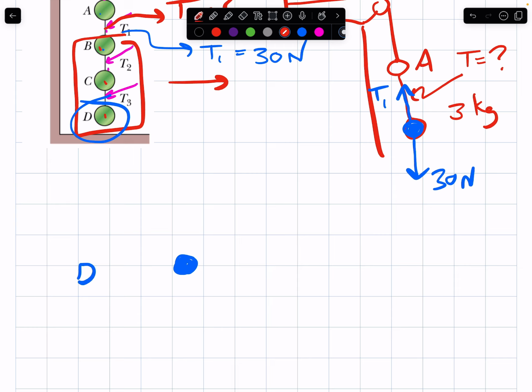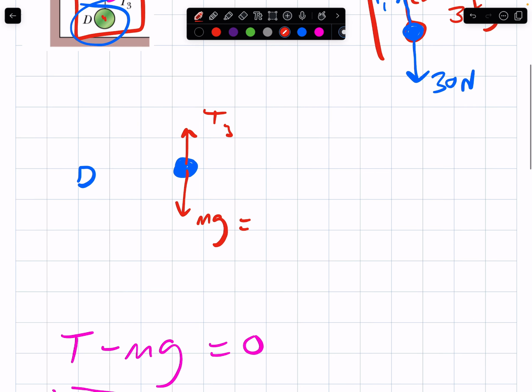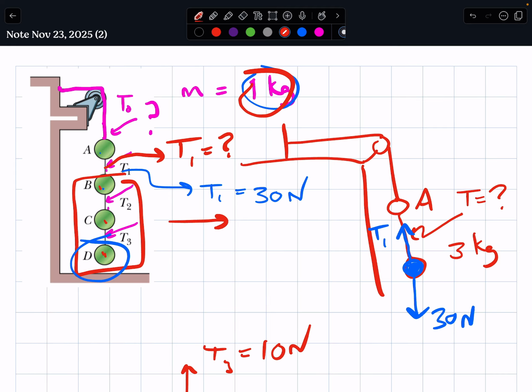And so there's a section of string, and that tension is T3. And then there's the weight of this mass, which is mg. And this time it's just the actual mass of that last mass. We're not lumping anything for this last one. So mg is equal to, well, if the masses are all 1 kilogram, mg is 10 newtons. And that means that T3 is 10 newtons. So there you go. Problem done.